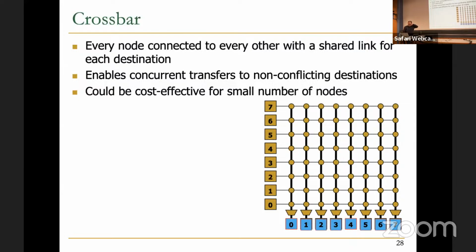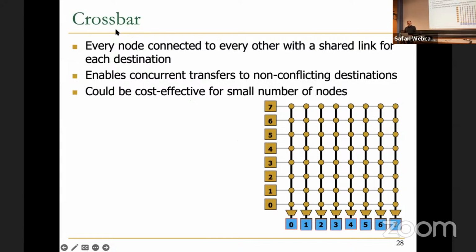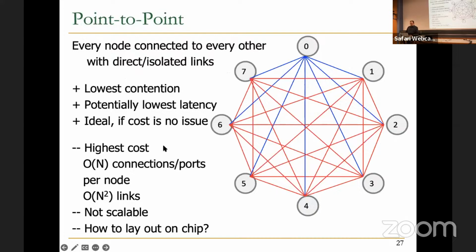Another nice trade-off is the crossbar. The crossbar tries to make the same performance as a point-to-point connection, but with much less overhead. That's why the crossbar has been used in many real processors. Every node is connected to every other with a shared link for each destination. So that's the main difference here.